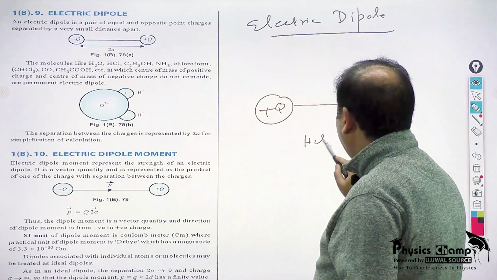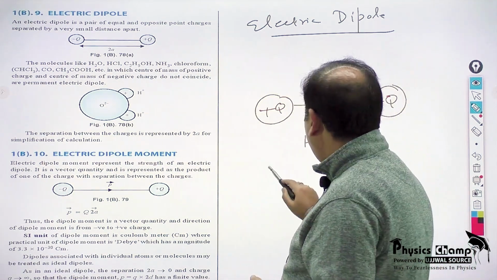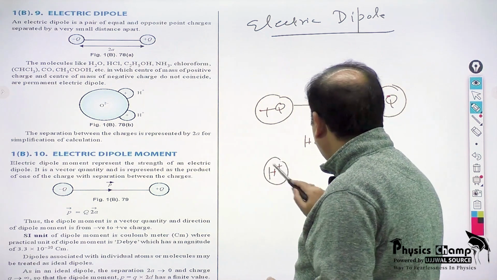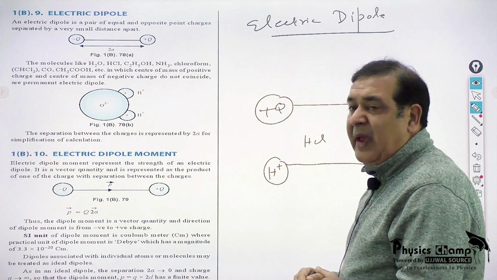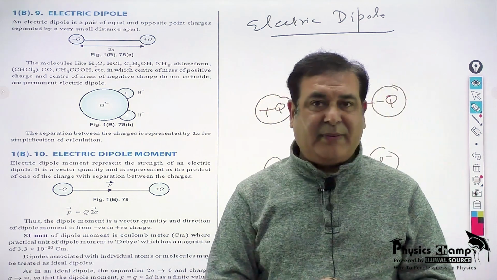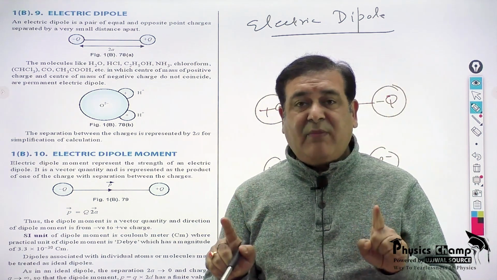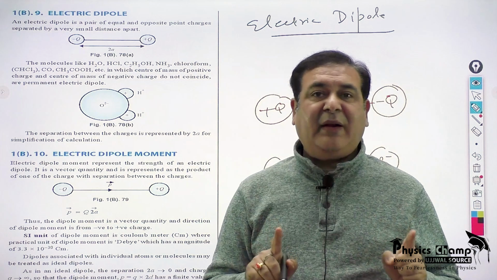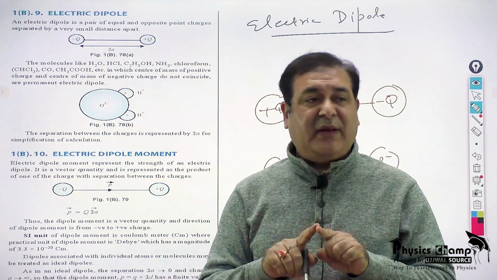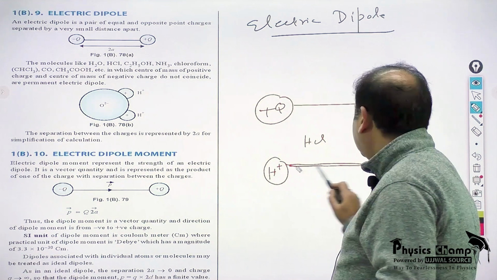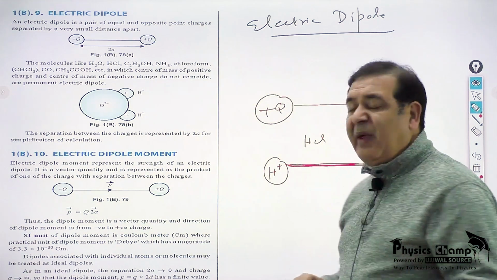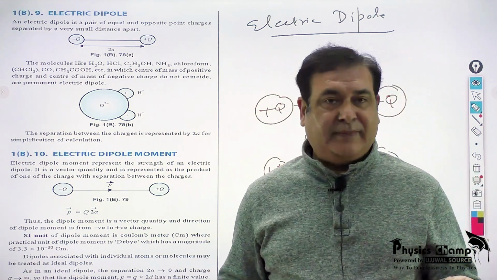So in fact, if we are looking for the electric dipole, we will see the electric dipole in HCl, where hydrogen ion and chloride ion are placed few angstrom distant apart. But the center of mass of positive and negative ion are not coinciding, they are not overlapping, they are placed in the arrangement some distant apart. So it behaves like electric dipole.